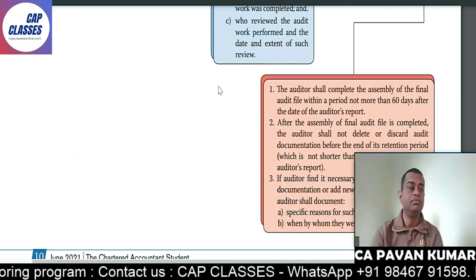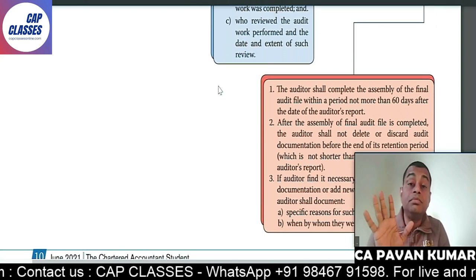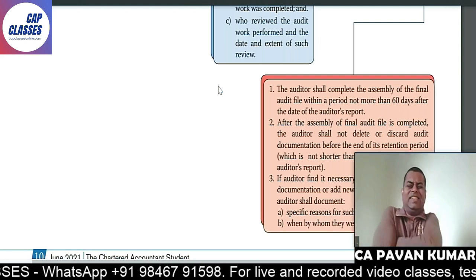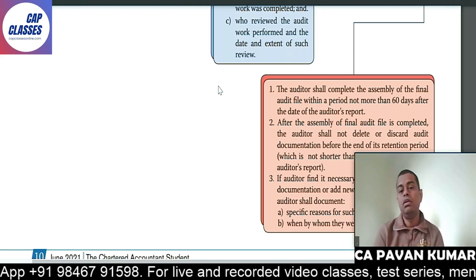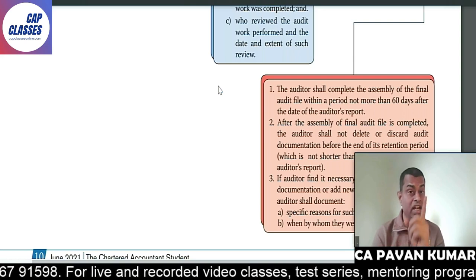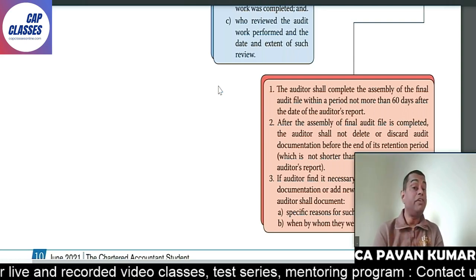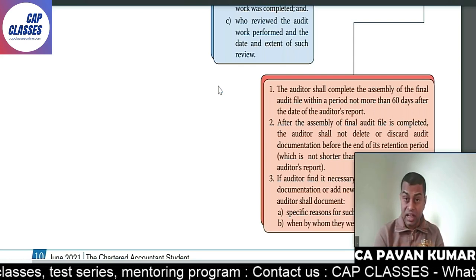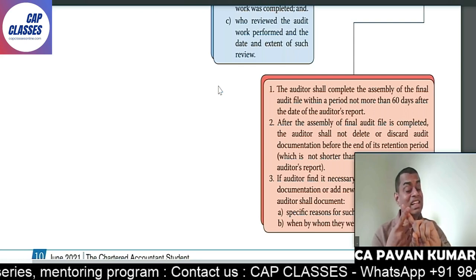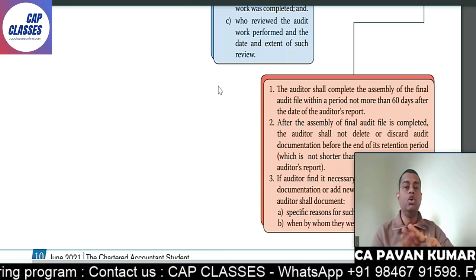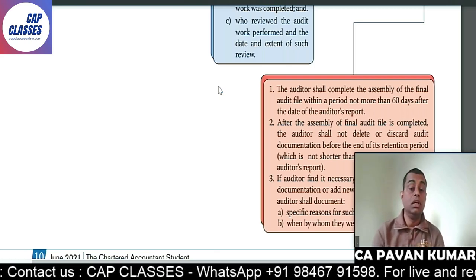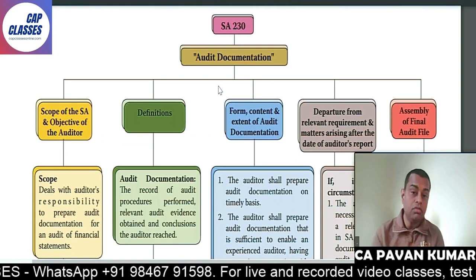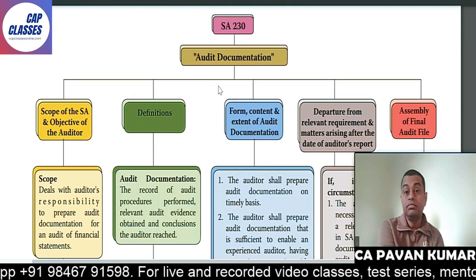So what ICAI is saying: once the audit documentation is prepared, don't touch it. Store it for 7 years or more. Sort it within 60 days. Put the audit file together properly. Assembling is done. Protect it for 7 years. Don't delete it. Don't discard it. Don't touch it. If at all you are including anything new in the file, or making any changes to the file, you have to write: 1, what is the reason for that; 2, who did that; 3, who reviewed that. That's all, ladies and gentlemen. This is SA 230 from you, for you, from me. Any doubts in whatever we have discussed?